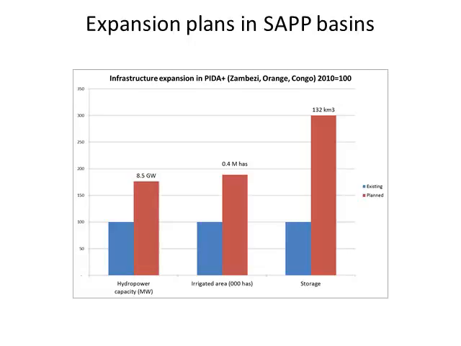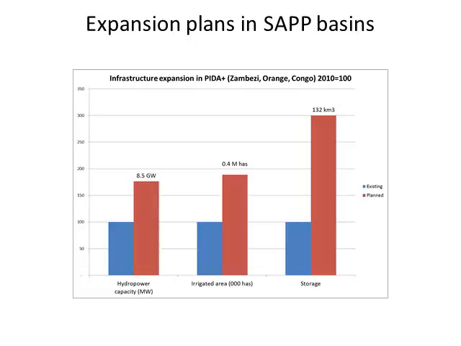So to quickly provide a frame of reference for why a water systems model is so important, this figure shows the infrastructure expansion plans under the PETA+ investment scenario, in the SAPP basins, that is the Zambezi, the Orange, and the Congo. The blue bar is 2010, so that represents 100% of 2010 infrastructure levels, and the red bars represent the increases that are planned under PETA+ through 2050.